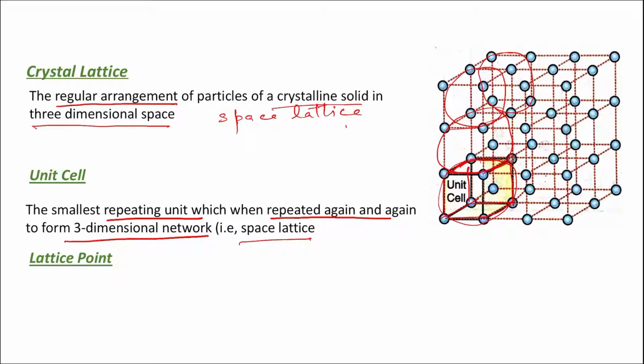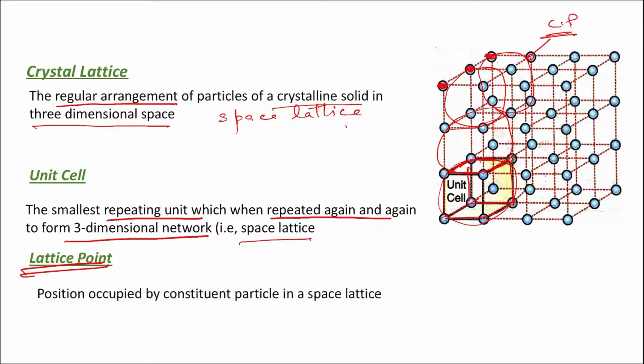Now next is the lattice point. This is nothing but the position of the constituent particle. So each round sphere shown here is a constituent particle, and the position of these constituent particles is called the lattice point. So here's the definition: the position occupied by the constituent particle in the space lattice is called the lattice point.